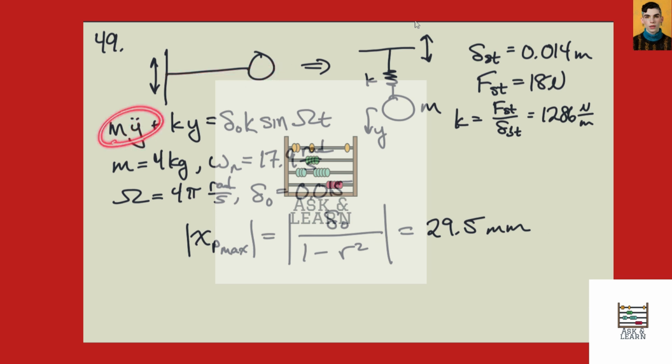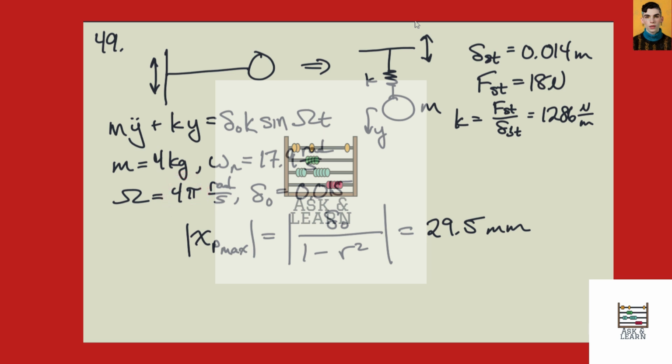So we have m y double dot plus k y equals delta naught, the amplitude of this, times k times sine capital omega t, where this is the time-dependent part of this base excitation. We're told m was 4 kilograms. Given now we have k, we can get omega n, and that is 17.9 radians per second. We are told that the forcing frequency is 2 hertz, which we need to convert to radians per second for our formulas, and that's 4 pi radians per second.